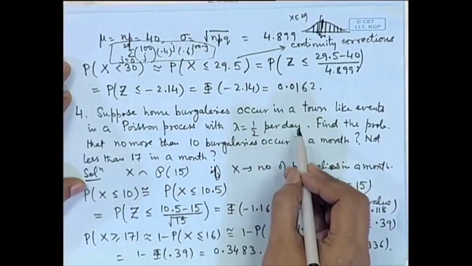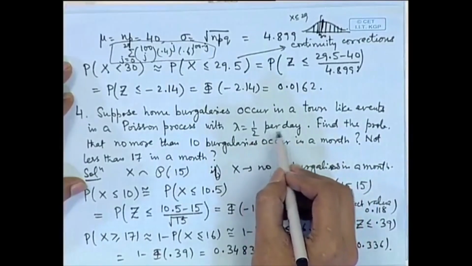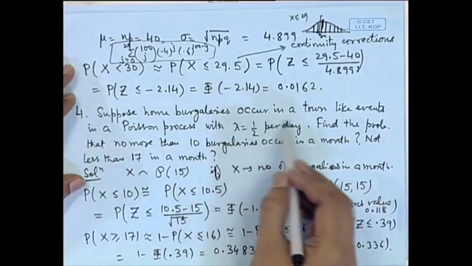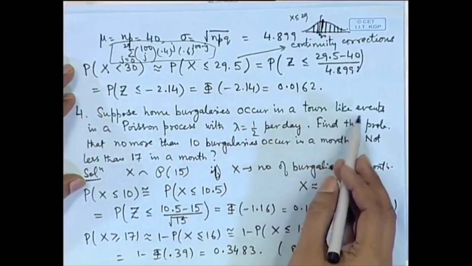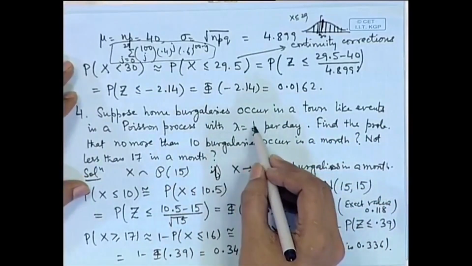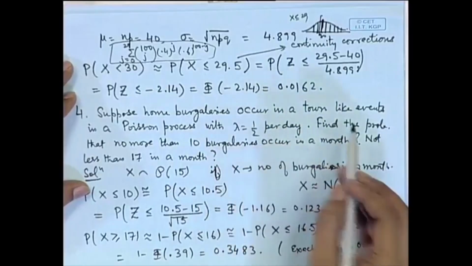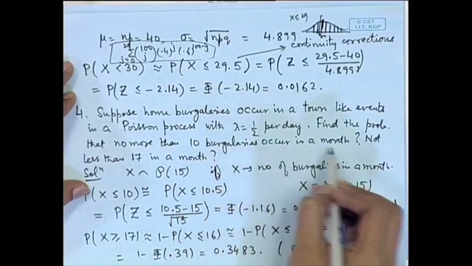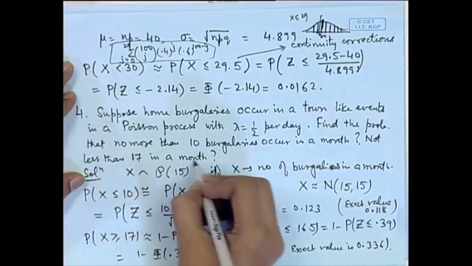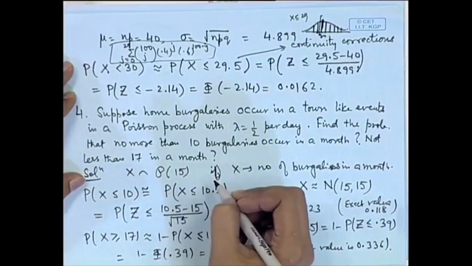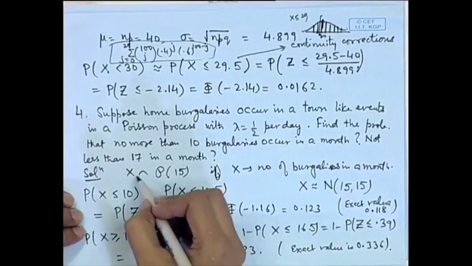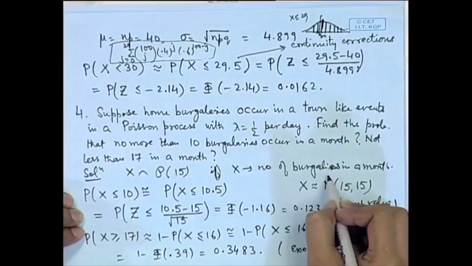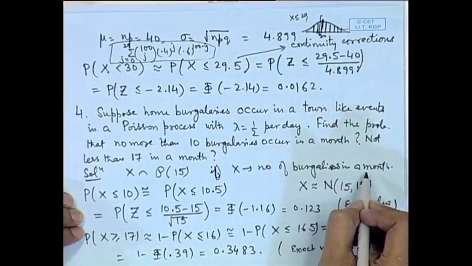Let us look at another example where the Poisson distribution is approximated by normal distribution. So, consider a large town where the home burglaries occur like events in a Poisson process with lambda equal to half per day, that is the rate. Find the probability that no more than 10 burglaries occur in a month, or not less than 17 occur in a month. So, if I denote by x the number of burglaries occurring in a month's time, then x follows Poisson 15.